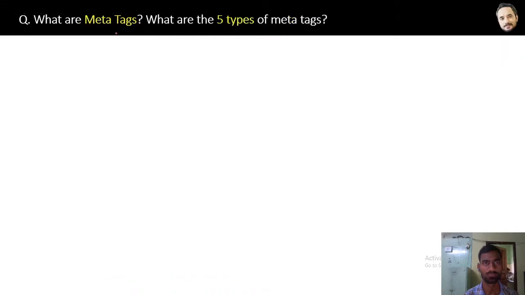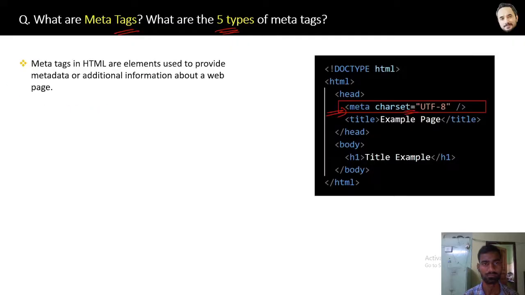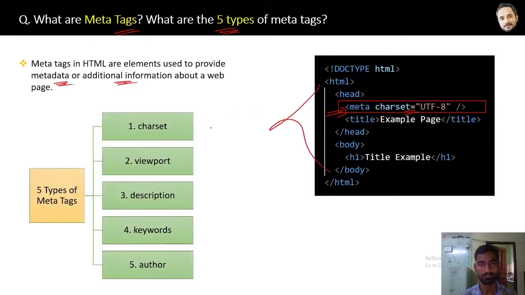What are meta tags? What are the 5 types of meta tags? Good question. Here you can see the code of a simple meta tag, charset. Definition: meta tags in HTML are elements used to provide metadata or additional information about a web page. There are 5 types of meta tags we can have like this. Let's quickly understand the purpose of all of these.